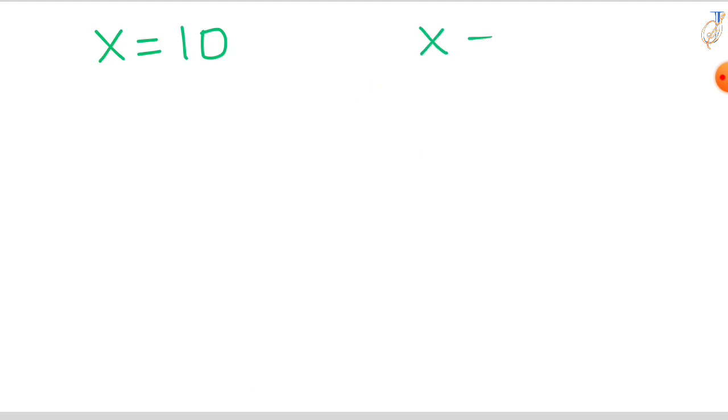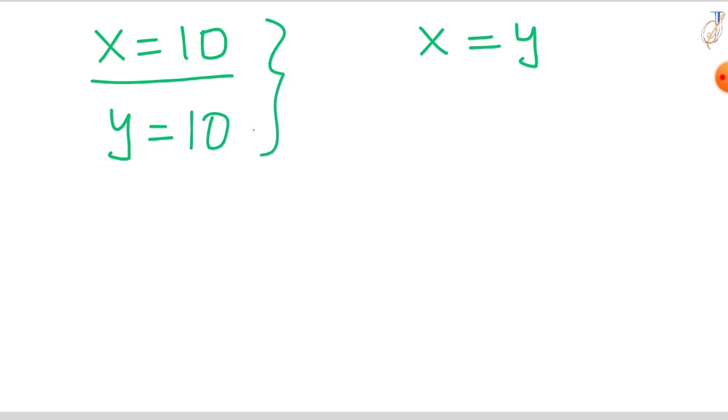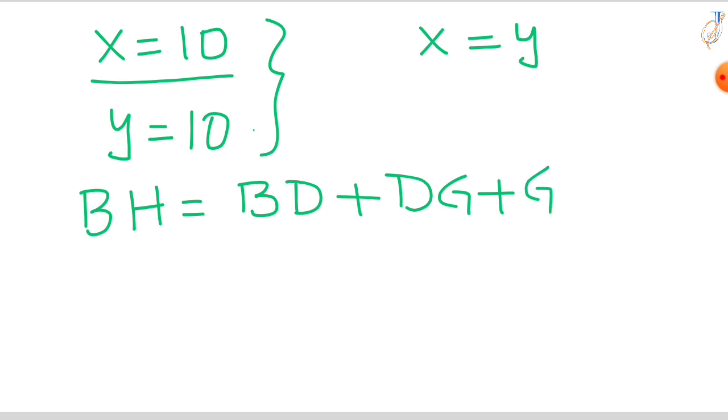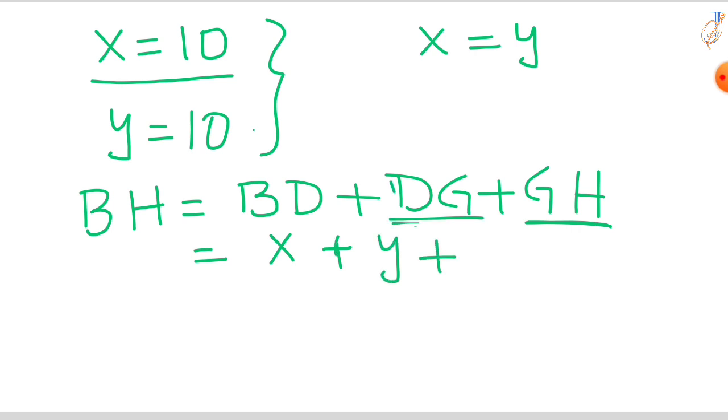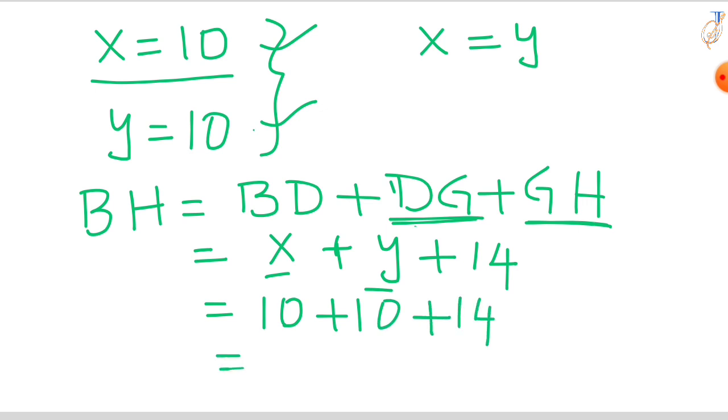We proved that X equal to Y. So that means if X equal to 10, then Y value is also 10. Now substitute these X and Y values in the BH length. What is our BH length? BD plus DG plus GH. So we consider BD length is X plus GH length is Y. And we know this DG value, that is 14. So we found X and Y values, that is 10, 10. So substitute here. So 10 plus 10 plus 14, which gives 34. So BH length is 34.